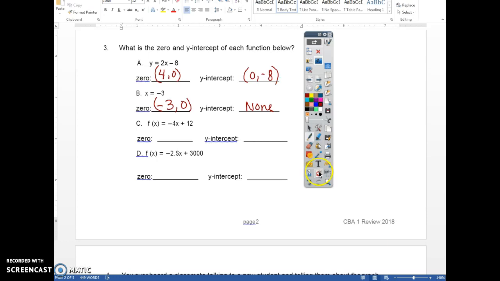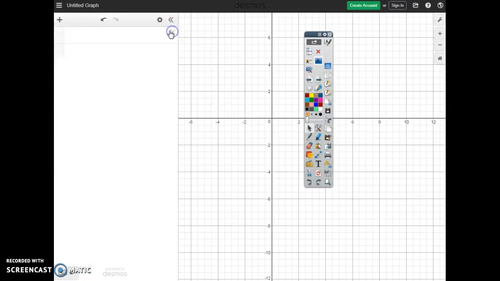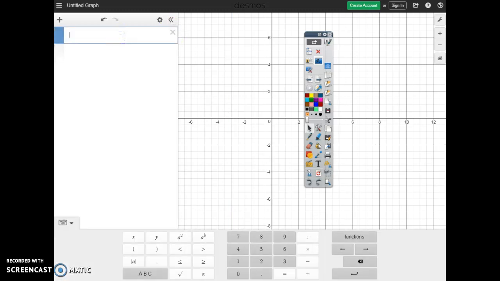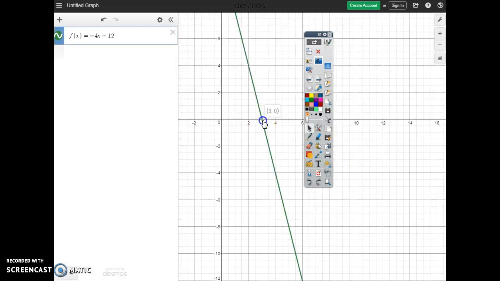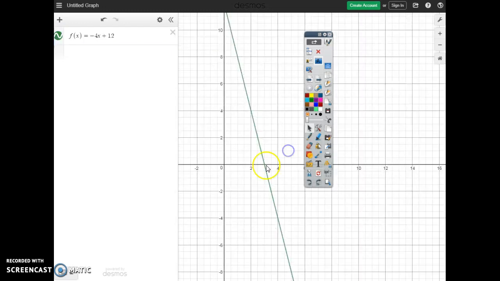Okay, keep going. Letter C, you type f of x equals negative 4x plus 12. So my x-intercept is right here. You click on it, 3 comma 0. The y-intercept is up here. Click on it, 0, negative 12. So again, the x-intercept is my zero. So write those down.